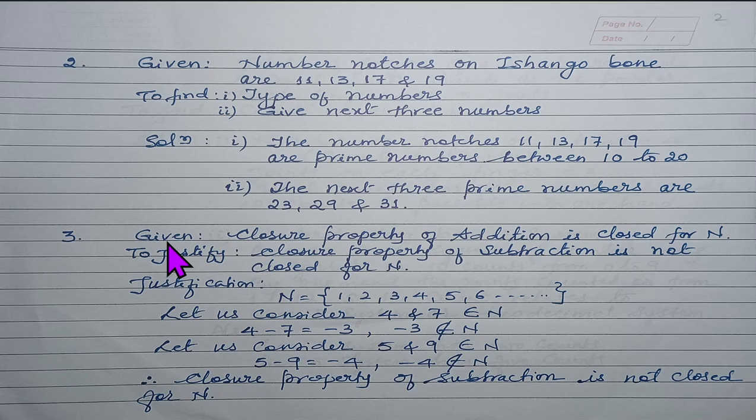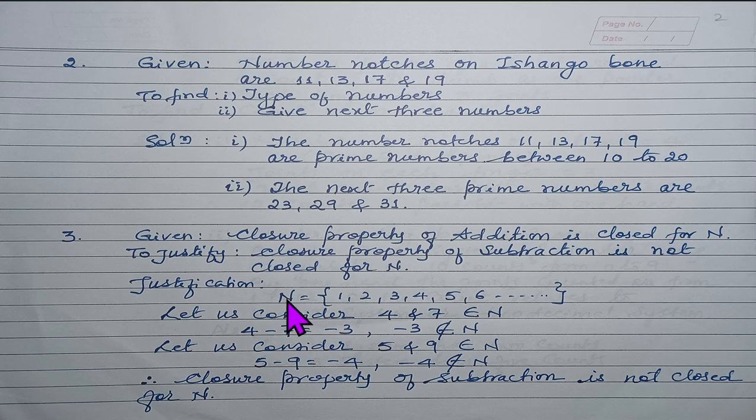Now the third example, it is given that the closure property of addition is closed for natural numbers. It is 100% true that the closure property of addition is closed for natural numbers. Now we have to justify why the closure property of subtraction is not closed. Please understand here, we have to justify why the closure property of subtraction is not closed for natural numbers. So let us understand the justification here.